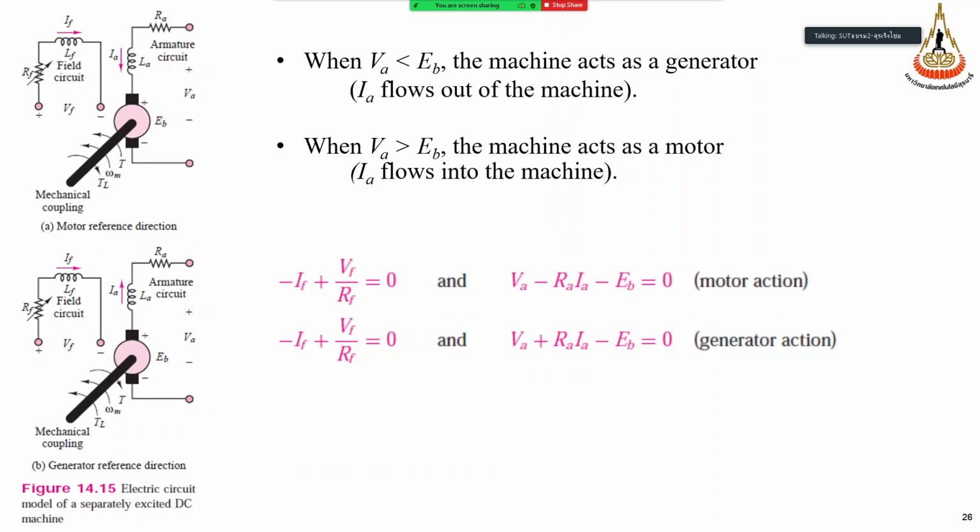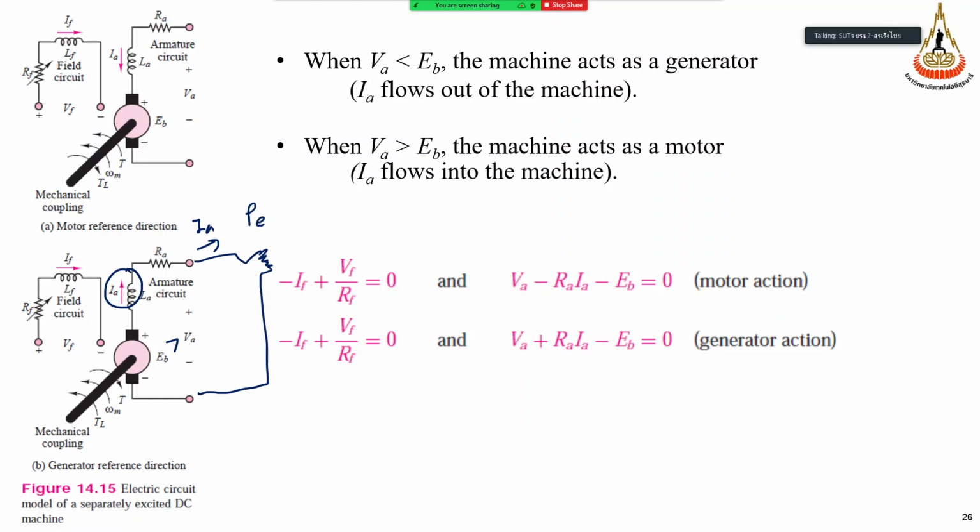Then if the machine operates in generator mode, VA will be less than EB, and the current will flow out of the machine, right? So maybe you connect this machine to some load. The output is the electrical power, right? We use this as a generator here, IA. So EB is greater than VA.